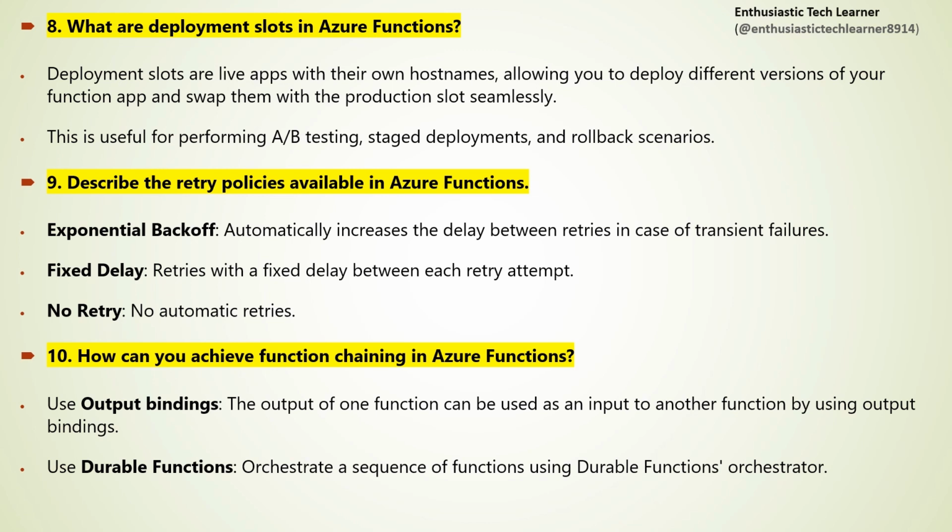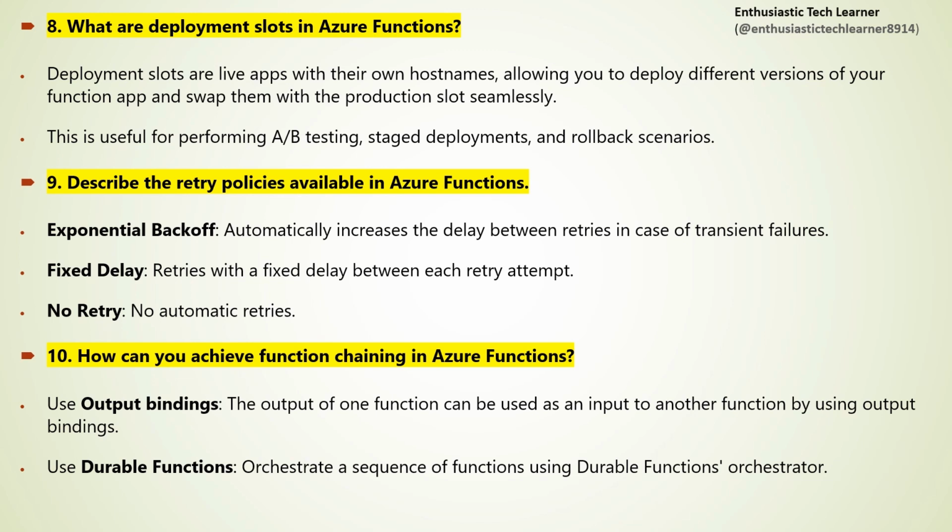How can you achieve function chaining in Azure Functions? Use output bindings: the output of one function can be used as an input to another function by using output bindings. Use Durable Functions: orchestrate a sequence of functions using the Durable Functions orchestrator.